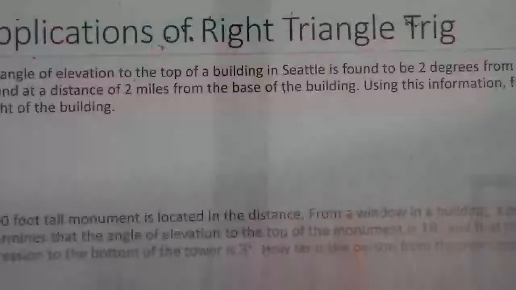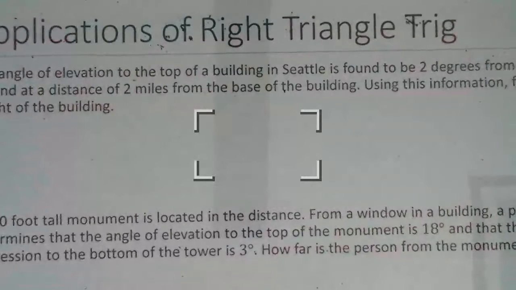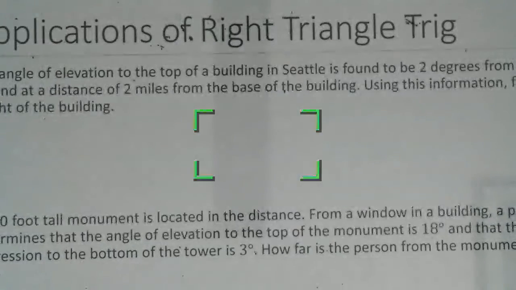All right, next one. A 400-foot tall monument is located in the distance. From a window in a building, a person determines that the angle of elevation to the top of the monument is 18 degrees and the angle of depression to the bottom of the monument is 3 degrees. How far is the person from the monument?